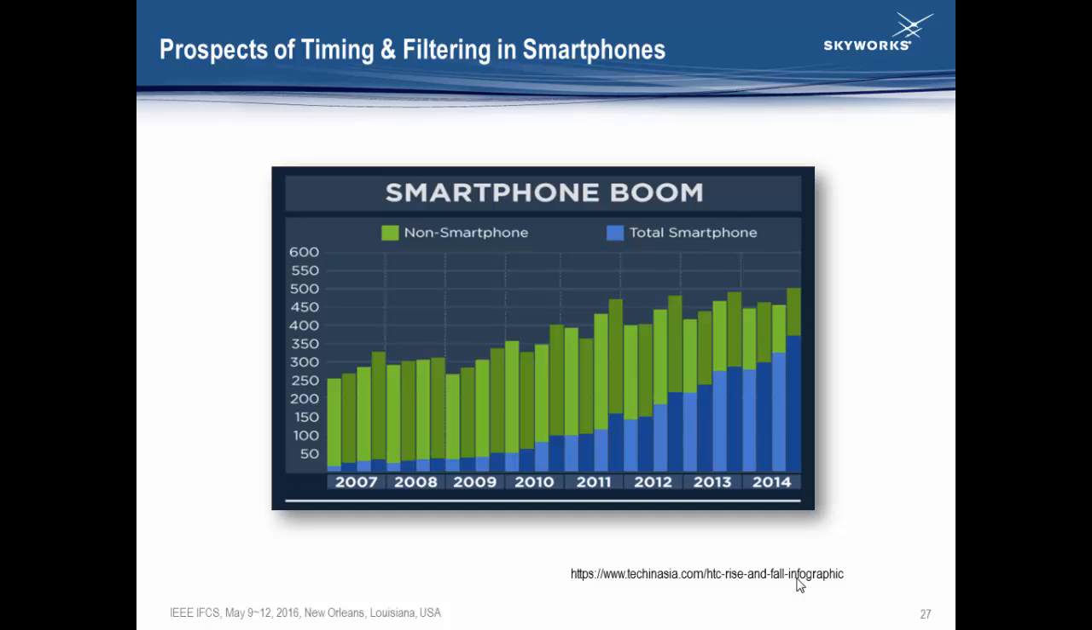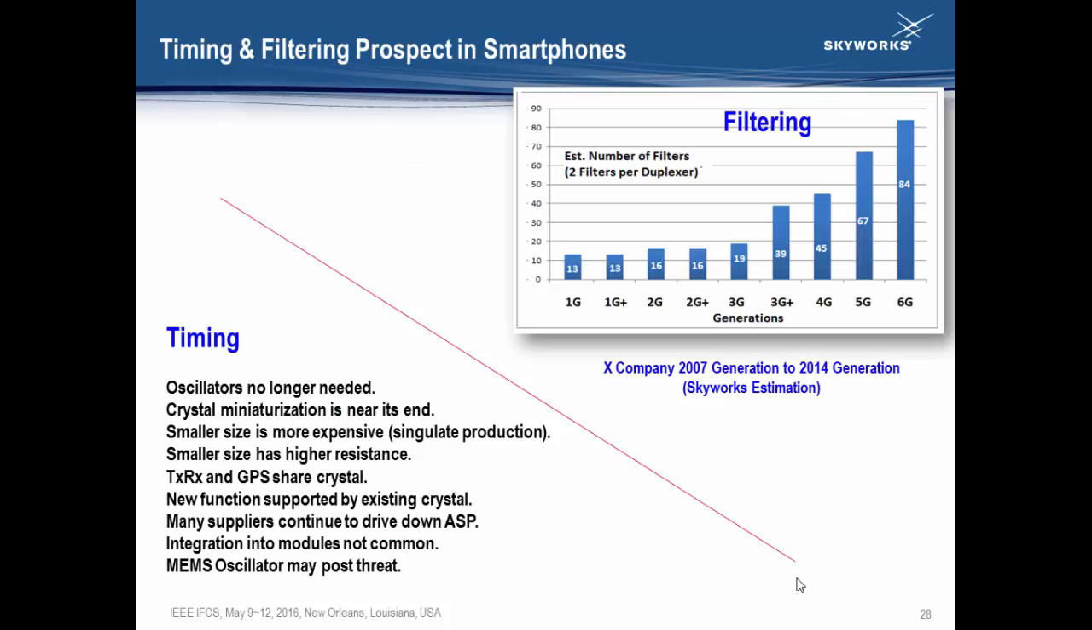Prospect of timing and filtering in smartphones. Basically, smartphones continue to increase in volume. Okay, just skip this, this is just for timing. This is my observation, may not be right. Oscillators are no longer needed, but that's not necessarily true, because there are still a lot of cell phones, not necessarily smartphones, that still use TCXO because it's easy to use. And TCXO price came down so much that it's only slightly more expensive than crystal nowadays. So if you have a choice, you should use TCXO actually.